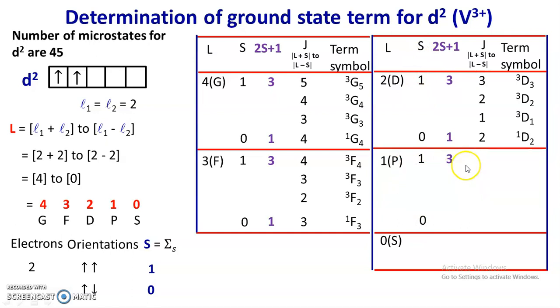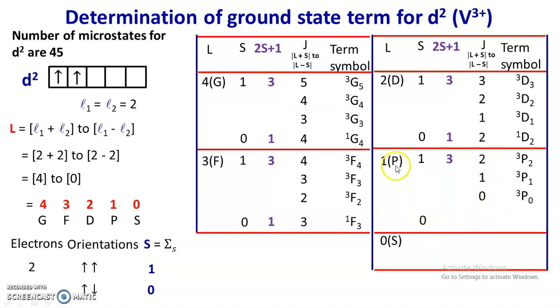When S is equal to 1, the multiplicity will be 3, that is triplet. The possible J values when L is equal to 1 and S is equal to 1 are 1 plus 1, that is 2, and 1 minus 1, that is 0. So J values range from 0 to 2, that is 0, 1, 2, and the corresponding term symbols are ³P₂, ³P₁, ³P₀. Here 3 is the multiplicity, P stands for L is equal to 1, and 2, 1, 0 are the J values.